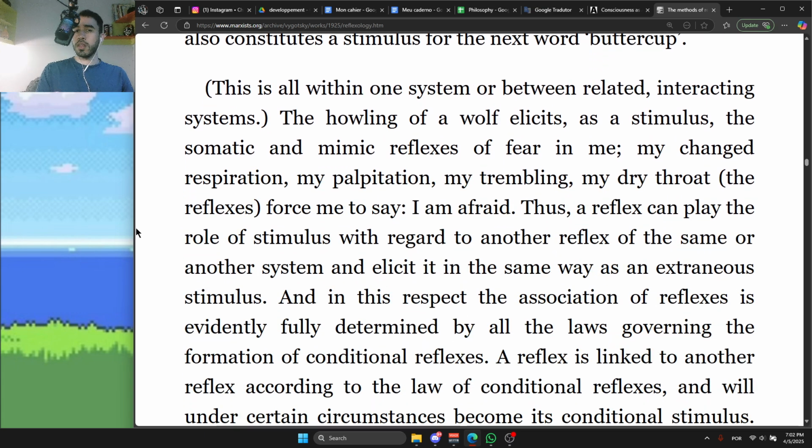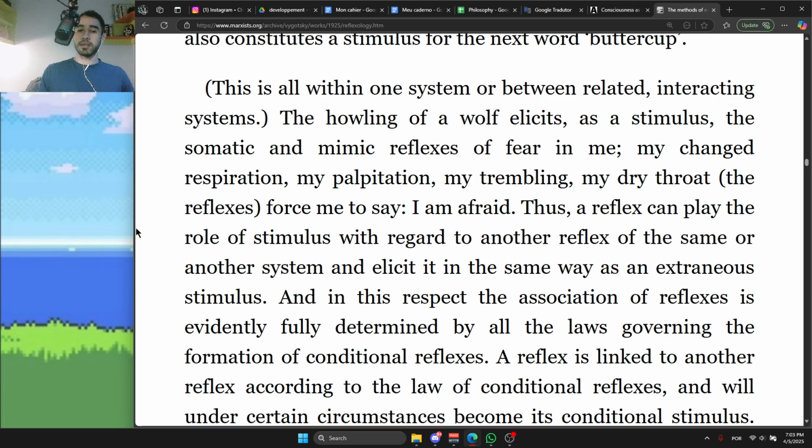This is all within one system or between related interacting systems. The howling of a wolf elicits, as a stimulus, the somatic and mimic reflex of fear in me. My changed respiration, my palpitation, my trembling, my dry throat, are the reflexes for me to say, I am afraid. Thus, a reflex can play the role of stimulus with regard to another reflex of the same or another system and elicit it in the same way as an extraneous stimulus.